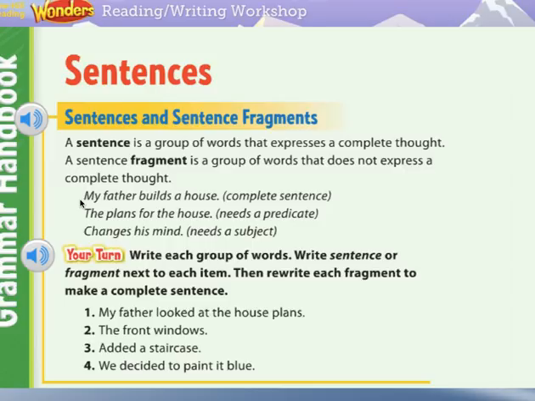So if we take a look at these 3 examples, the first one, my father builds a house. That is a complete sentence because we have the subject, father, and what does your father do? Builds a house. The plans for the house. Well, this has the subject, plans, but we don't know what they're doing, so it needs a predicate.